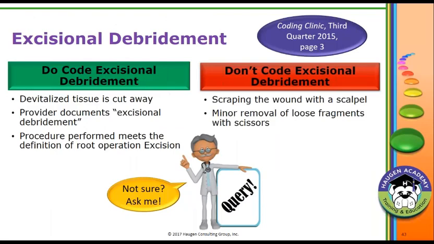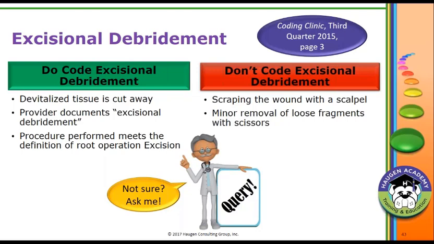There are a couple of things that have come up in Coding Clinic when it comes to coding for excisional versus non-excisional debridement. Basically, what Coding Clinic has said is if it meets the root operation definition of excision, which is cutting out or off, you can code it as an excisional debridement. So code excisional debridement when devitalized tissue is cut away. You can code excisional debridement when the doctor says it was excisional debridement, and again, if the procedure meets the definition.